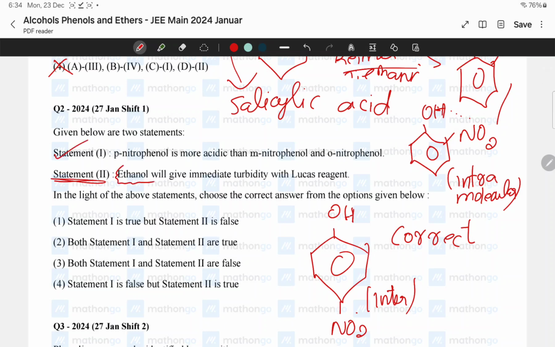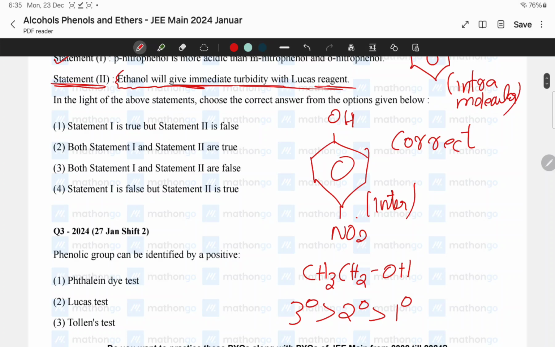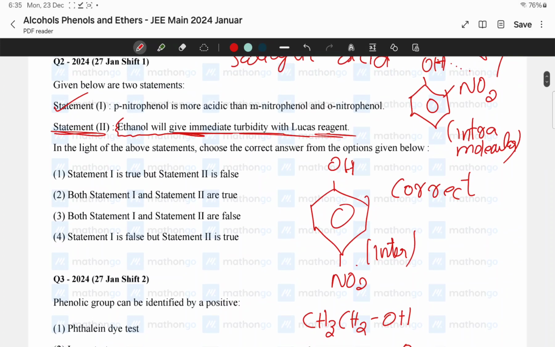Statement 2: ethanol will give immediate turbidity with Lucas reagent. Let us check. Ethanol, CH3CH2OH. I told you the turbidity order in the haloalkane class. I didn't take the class of the other chapters, but in haloalkanes I told about the Lucas test, right? In the Lucas reagent test, tertiary gives immediate turbidity, secondary in 5 minutes, and primary gives no precipitate at room temperature. Here ethanol is a primary alcohol and it will give no immediate turbidity. It is a wrong statement. So 1 is true and 2 is false is the correct answer.